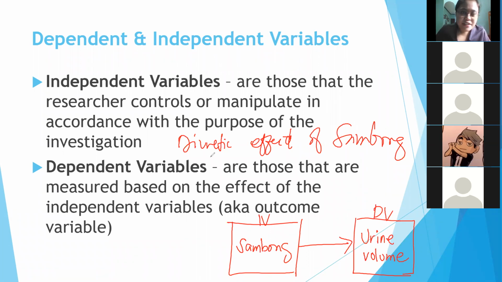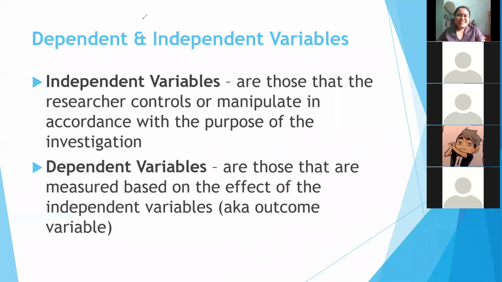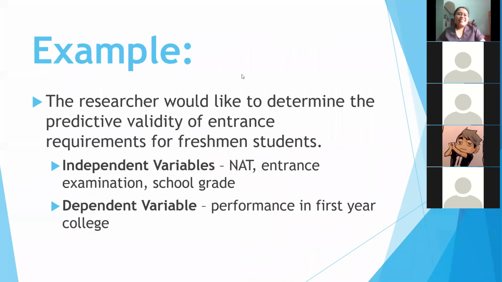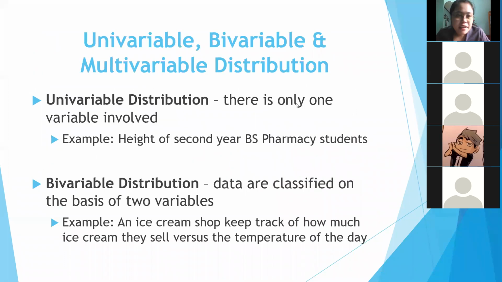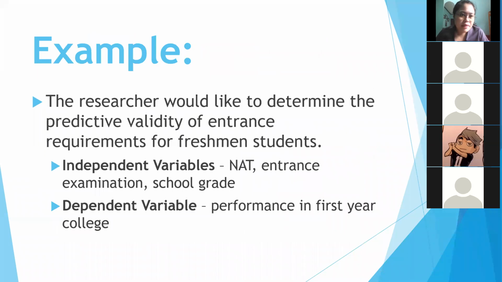Do you have questions about independent and dependent variables? None na, ma'am. None po. Okay, sige. So, let's move on. So, napunday ko yung examples dire. Example, isa lang din ikabuok. Yeah, isa lang. Example, the researcher would like to determine the predictive validity of entrance requirements for freshman students.